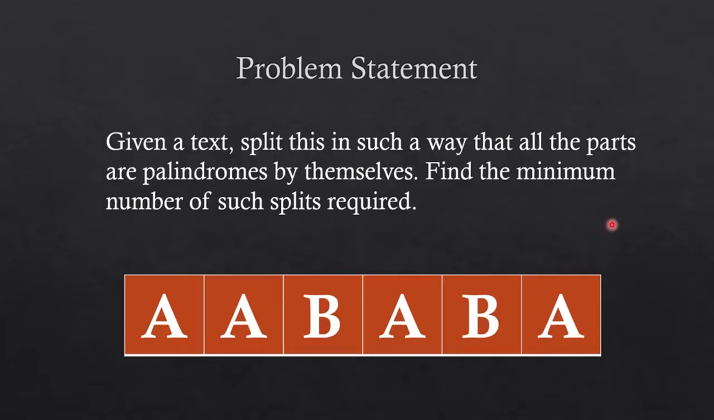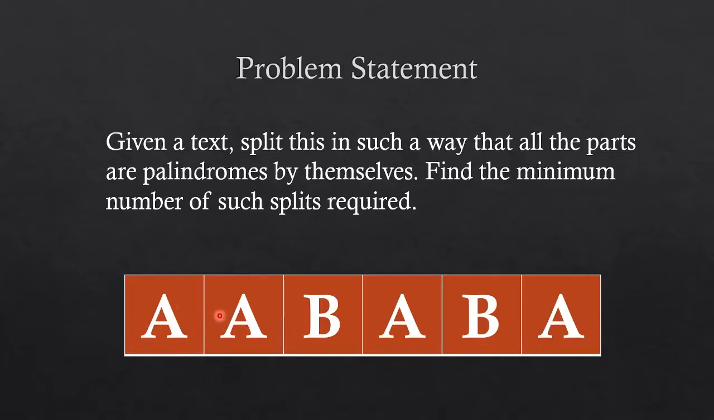Alright guys, now let's take a look at the problem statement first. So the thing is, you're given a text and you're asked to split this text in such a way that all the parts are palindromes by themselves. And your task is to find the minimum number of such splits required.